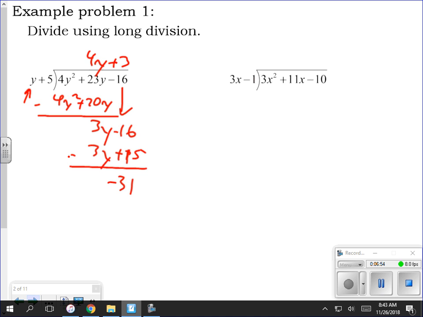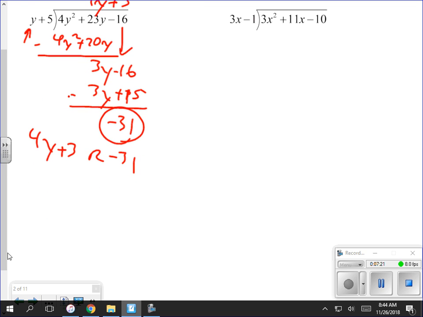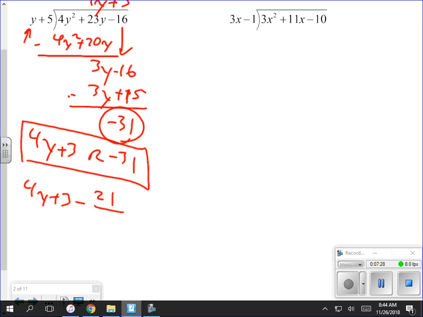Okay. I have nothing else to bring down. This would be my remainder. So my final answer, and I have two choices for my final answer. Kind of depends upon what I'm doing. 4y plus 3 with a remainder of negative 31. There is one choice for my answer. The other one would be 4y plus 3 minus 31 over y plus 5.